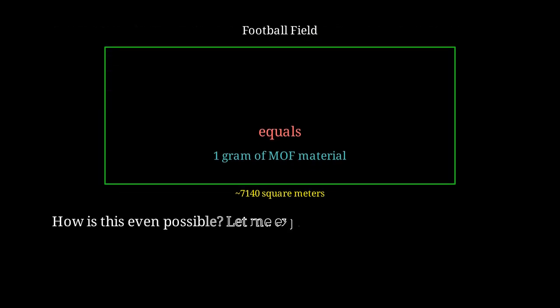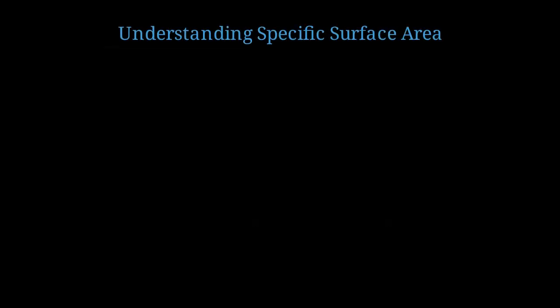You might be wondering, how is this even possible? How can something so small have such a large surface area? Let me explain the mathematics behind this. The key concept here is specific surface area, which is surface area per unit mass. Specific surface area equals total surface area divided by mass. This is measured in square meters per gram.